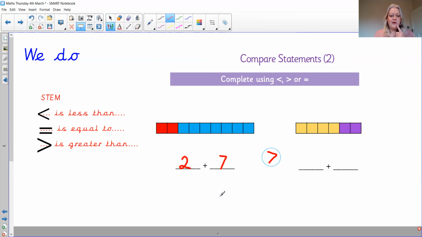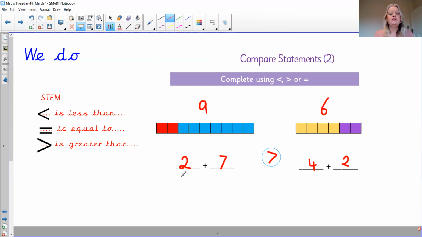So what is 2 and 7 more? Or we did it the other way round, 7 and 2 more. 7, 8, 9. So we've got 9 on this side now because I've worked out my calculation. And how many have I got on this side? 4 yellowy ones and 2 purple, which gives me the answer 6.